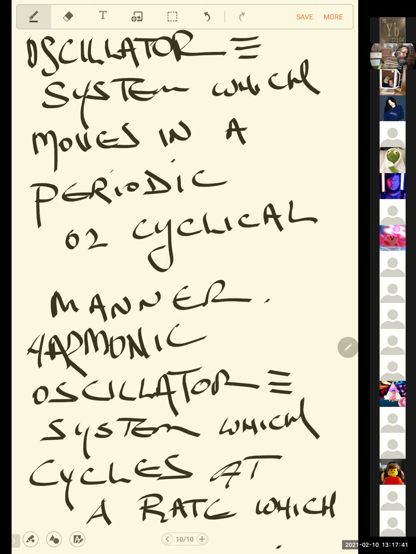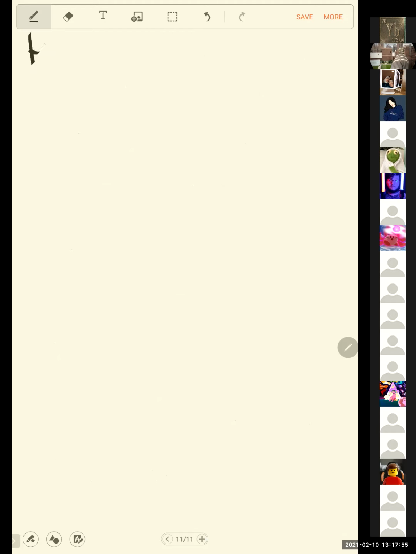I'm going to have to go on to the next page. Sorry, this is important enough. I'm going to rewrite this. So an oscillator is back and forth motion. An oscillator is something moving back and forth. A harmonic oscillator, I'll write on the next page now.